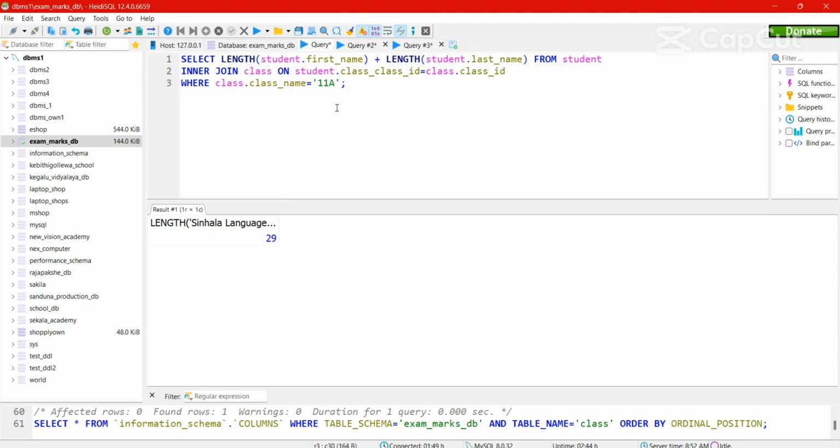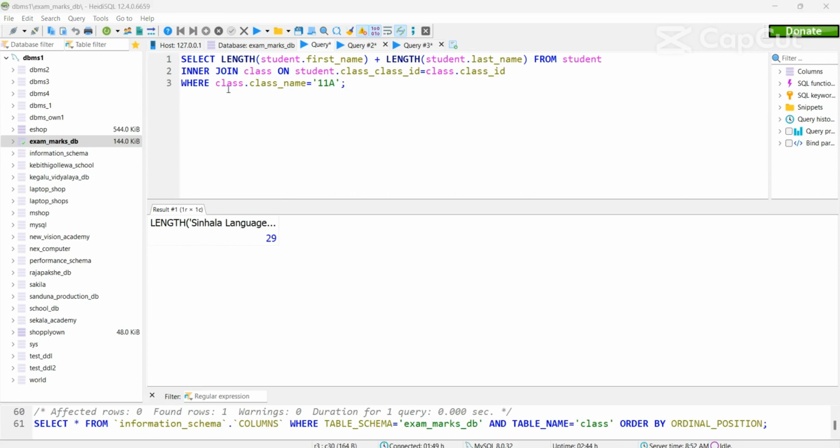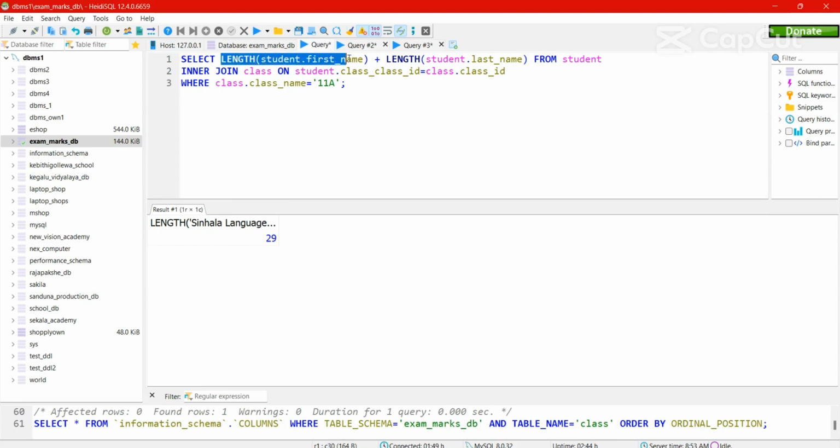So guys, this is the query for the third question. You can see here we have used the length keyword with the parameter inside the brackets. In this case we need to find out the number of letters in the student's full name, so we have added the first name and the last name using the keyword called length. After that we have joined the class table because we are giving a condition that the class name should be 11A. So this is the query.